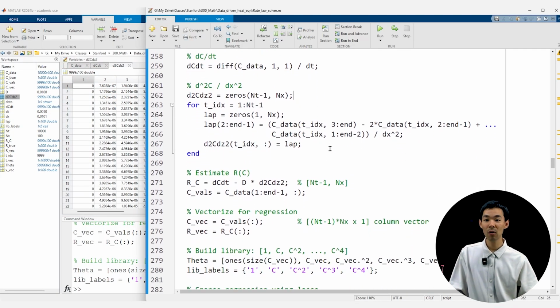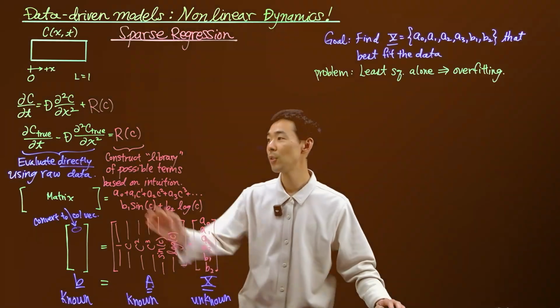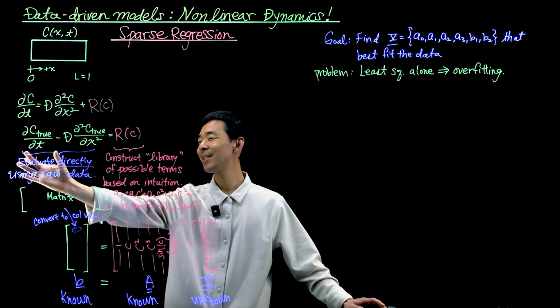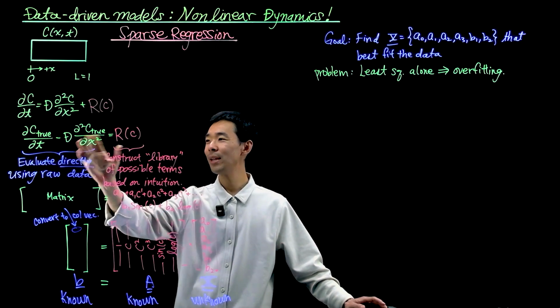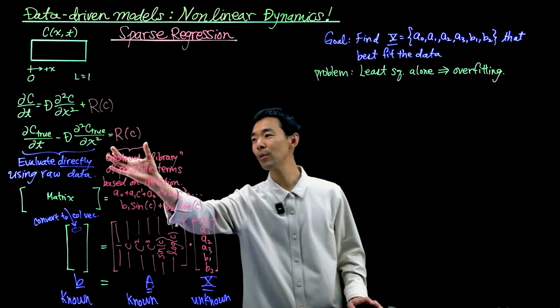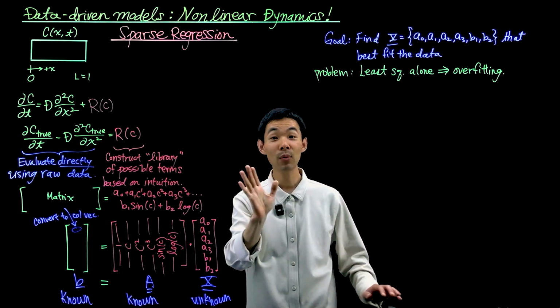Okay, so now what we can do is to calculate the difference of those two quantities. So over here on the board, we have dc true dt minus the Laplacian. That's going to be equal to the right-hand side. So that's what we're calculating right here.